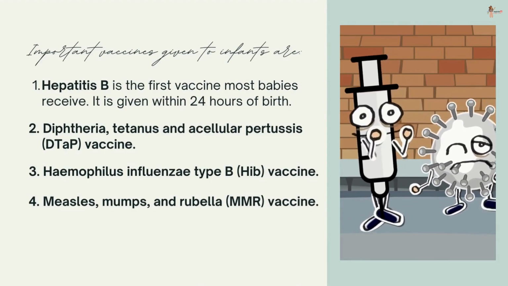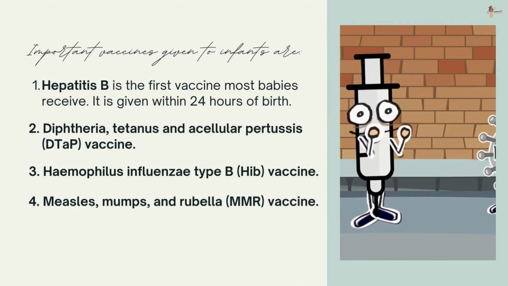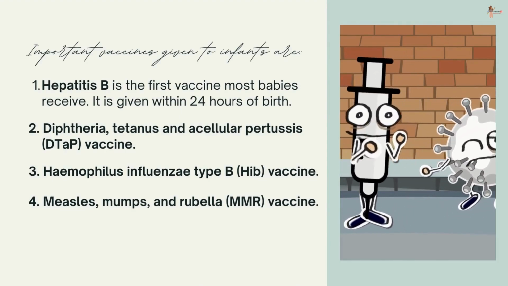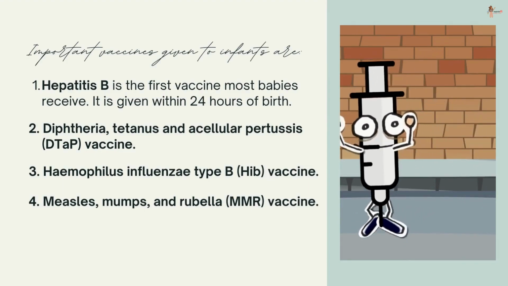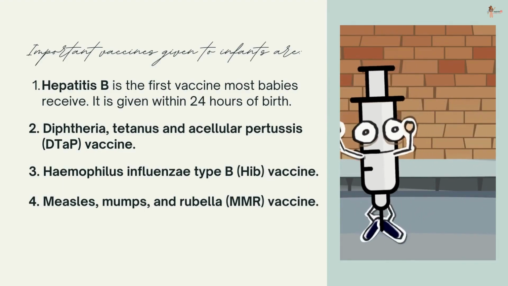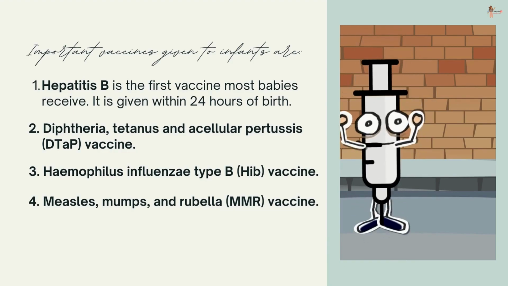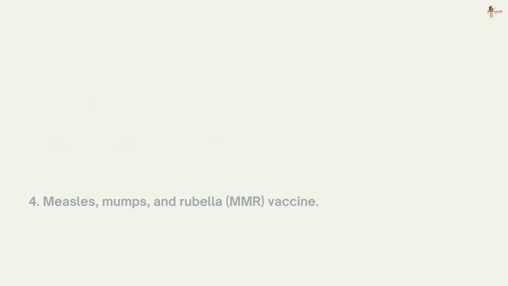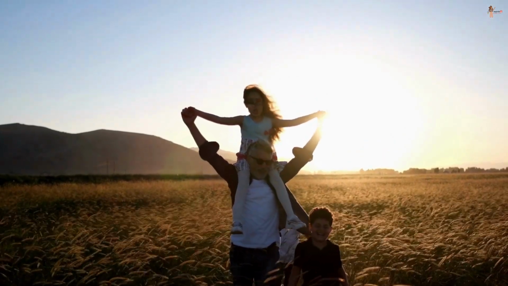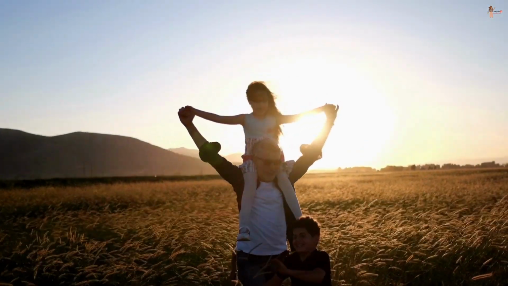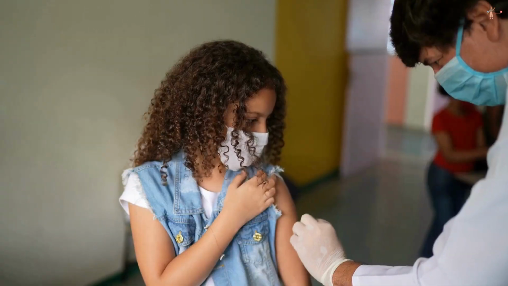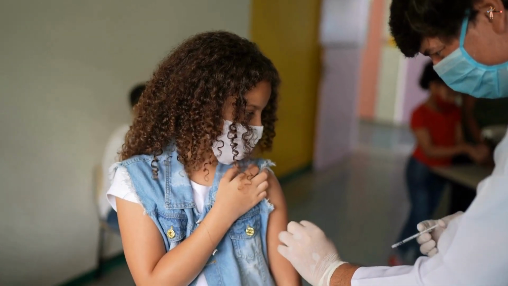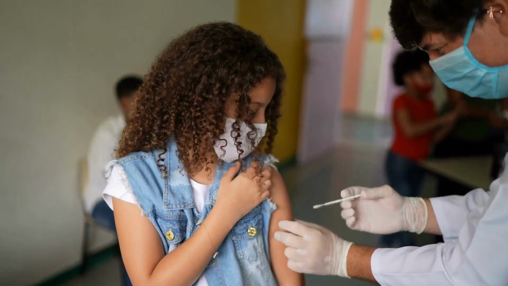These are some of the important vaccines given to infants and children: hepatitis B, diphtheria, tetanus, and acellular pertussis vaccine, HIV vaccine, MMR vaccine, and some more. It is essential to protect all children against these diseases. Necessary vaccines are available in the nearby hospitals.